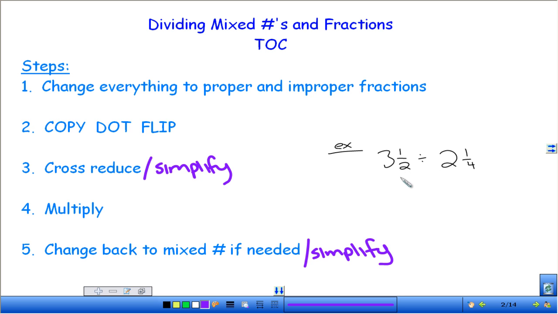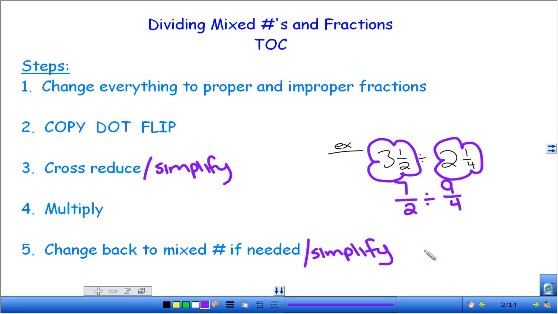So we need to change our mixed numbers. So 3 times 2 is 6, plus 1 is 7 over 2. So we have 7 over 2 divided by, and then 4 times 2 is 8, plus 1 is 9 over 4. And this becomes just a regular division problem. So we copy the first fraction, 7 over 2. We dot, we change our division to multiplication, and we flip our last fraction. So instead of 9 over 4, we have 4 over 9.